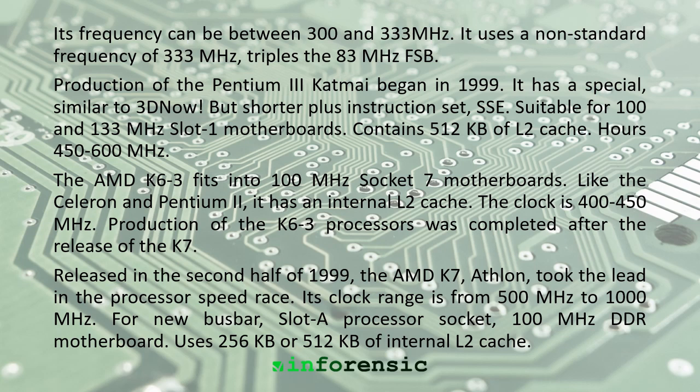Released in the second half of 1999, the AMD K7 Athlon took the lead in the processor speed race. Its clock range is from 500 MHz to 1000 MHz. It uses the new Slot A processor socket, with a 100 MHz DDR motherboard. It uses 256 KB or 512 KB of internal L2 cache.